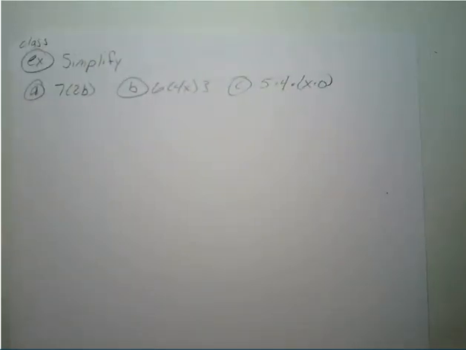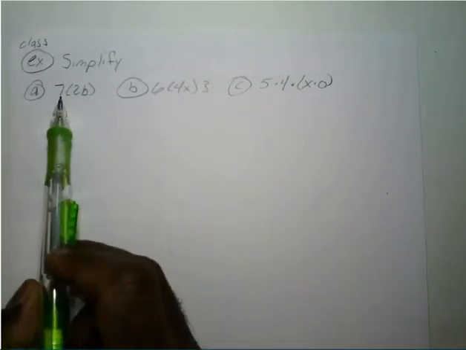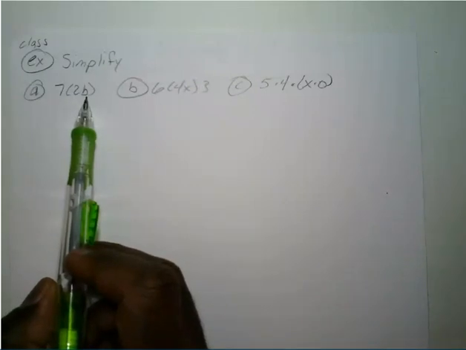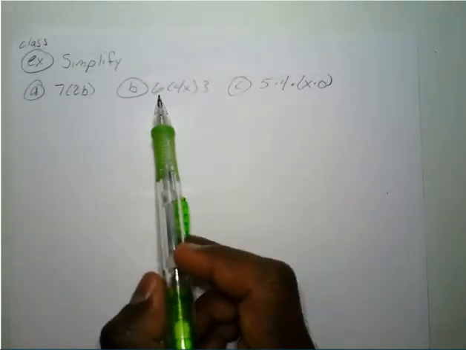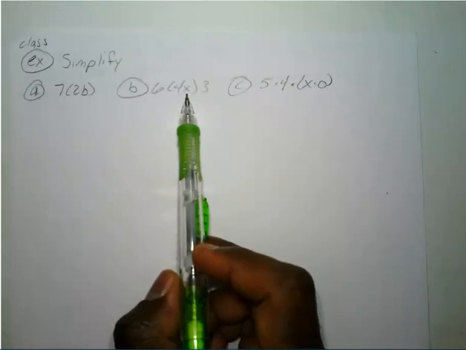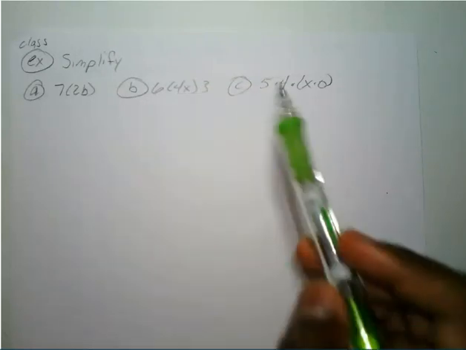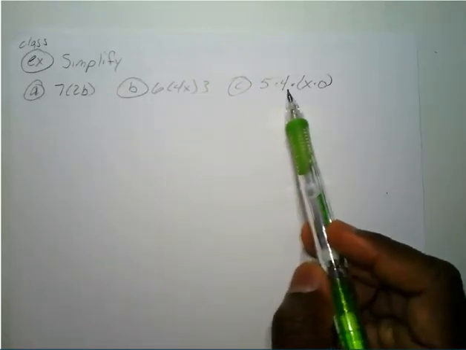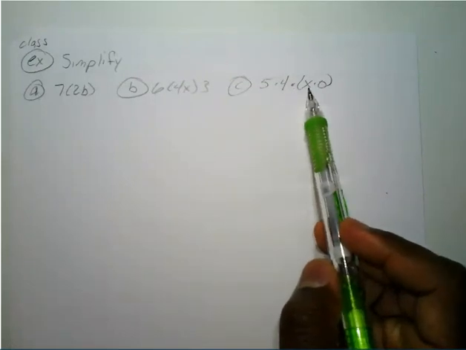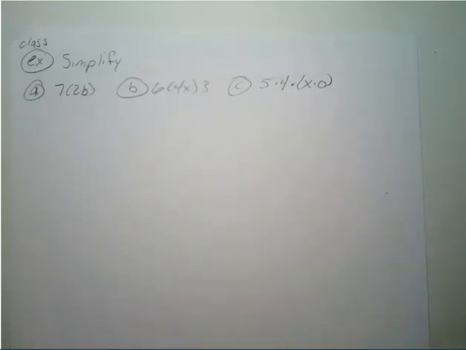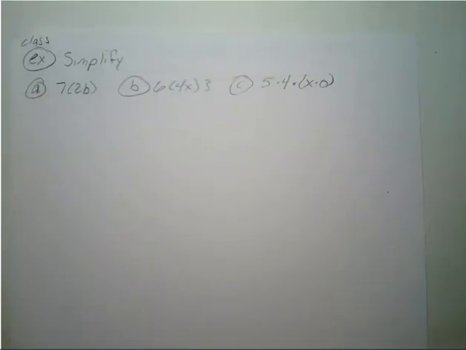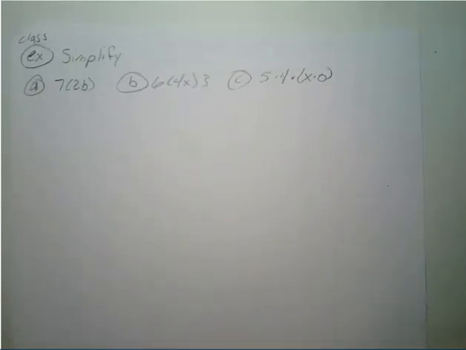Okay. So let's say, for example, if we wanted to simplify for problem A, 7 times 2B. For problem B, you have 6 times 4x times 3. And for problem C, you have 5 times 4 times x times 0. Okay, so what I want you to do is go ahead and press pause and give these a try on your own. See if you can simplify them.